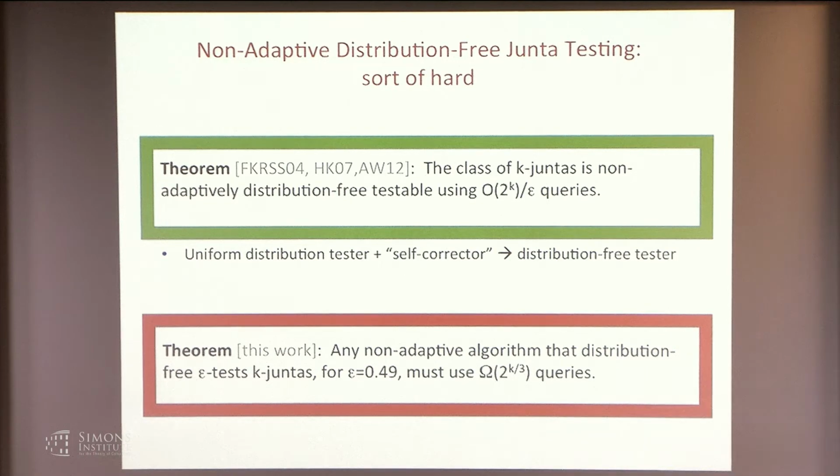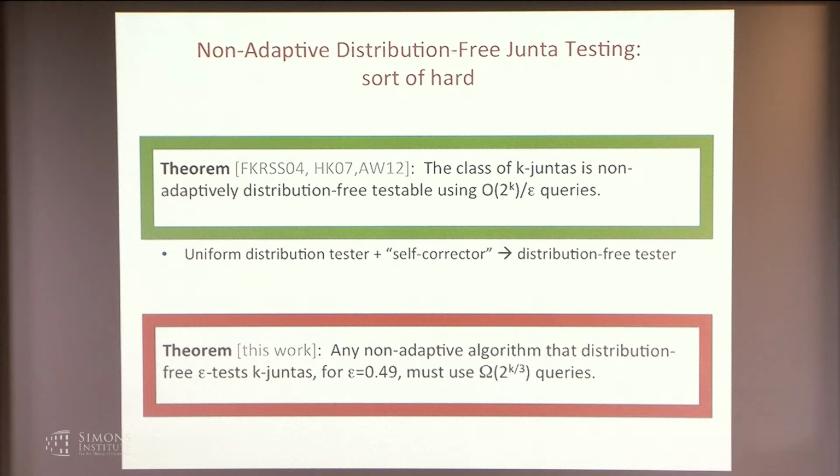So the takeaway message from the bottom line, which is a new result, is that the simple combination of these previous results is essentially best possible if you want to be non-adaptive. Non-adaptive distribution-free testers need an exponential in k number of queries.